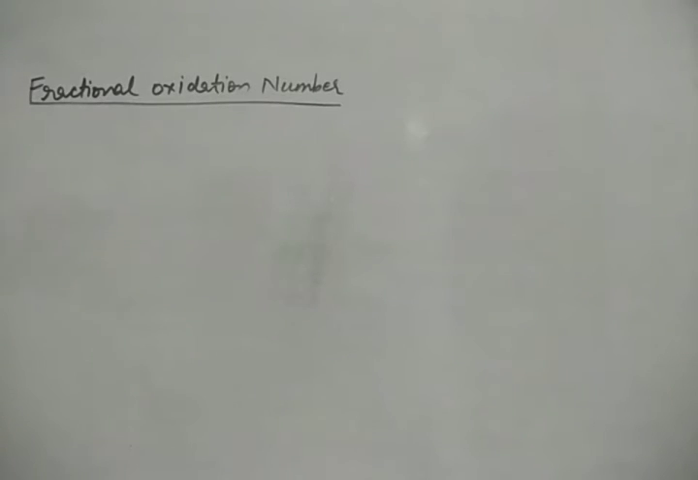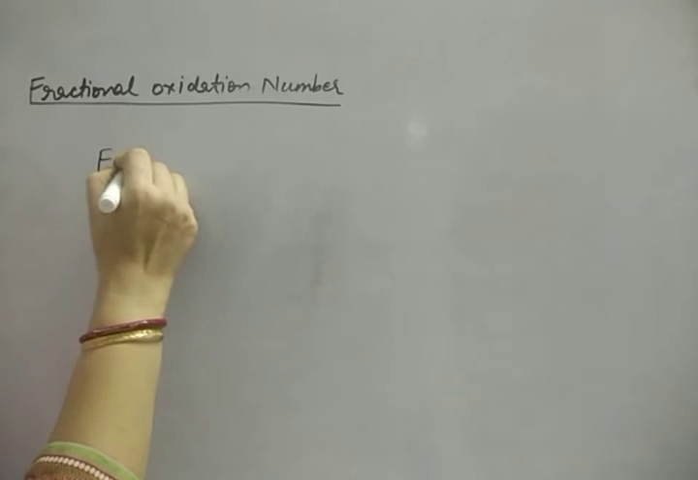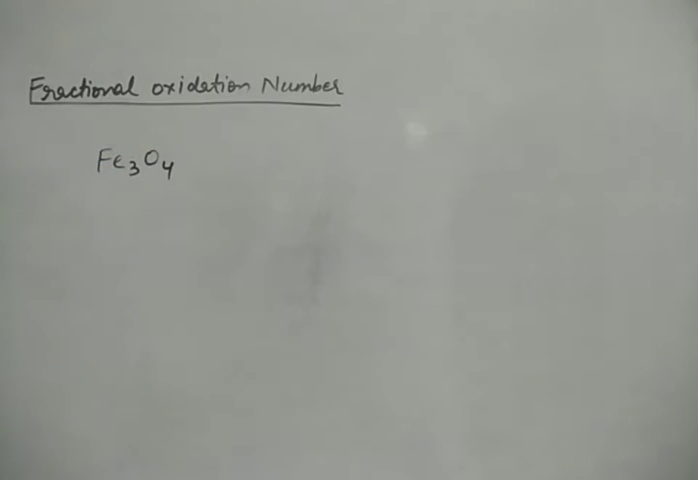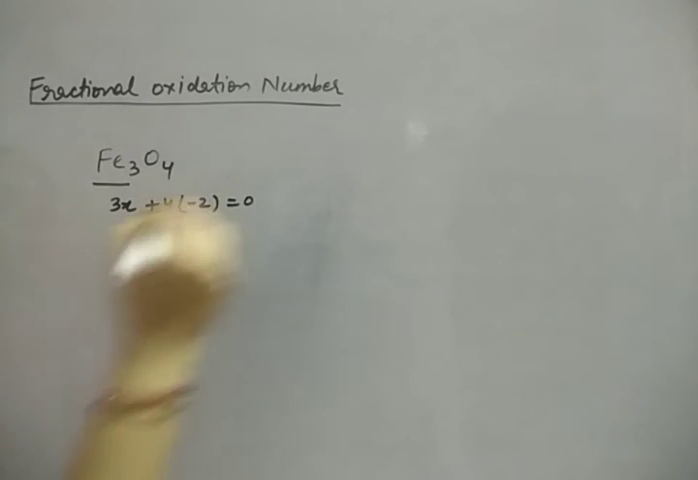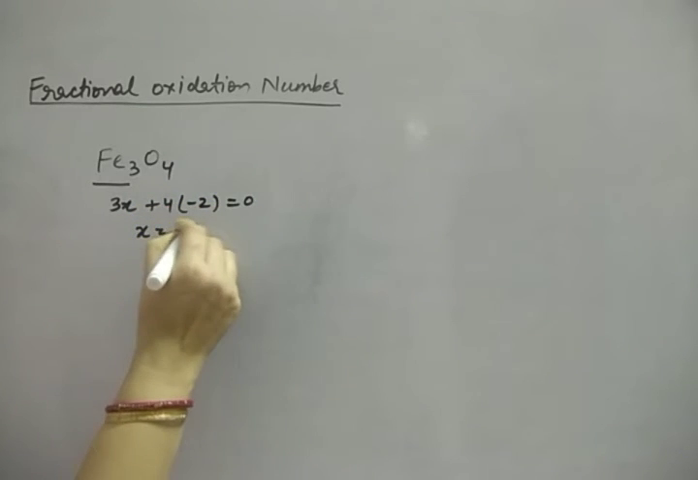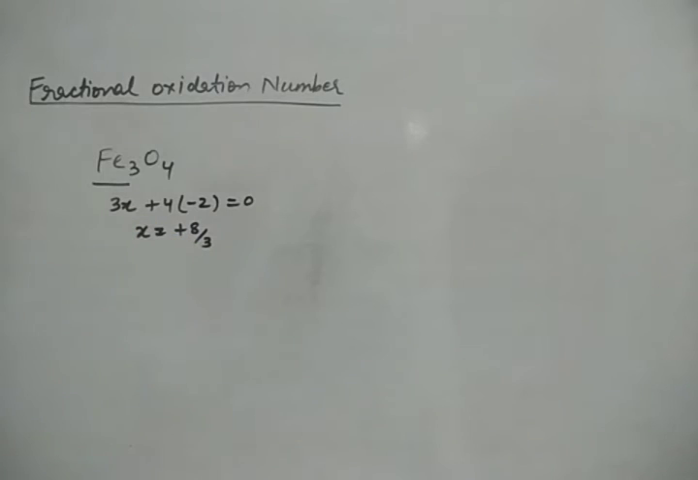Hello students, in the previous video we learned how to calculate the oxidation number of an element in a compound. Now there were some compounds in which the oxidation state of the element was a fraction. For example, this was our example and we were supposed to calculate the oxidation state of iron. So it is 3x plus 4 into minus 2 equal to 0, or x equal to plus 8 by 3. Here the oxidation state of iron is 8 by 3.